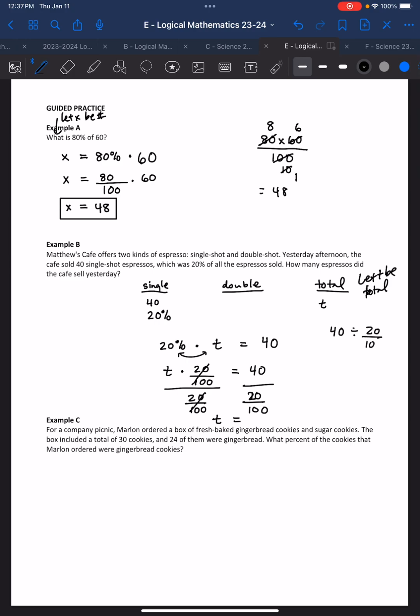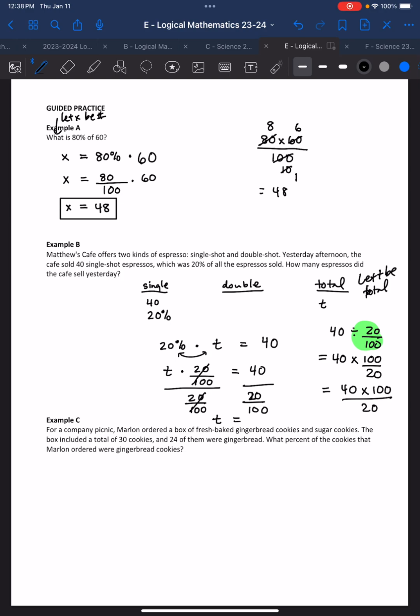20 hundredths. 20 hundredths. What does it mean to divide by a number? To divide by a number is to multiply by that number's reciprocal. So I'm going to multiply by 100 twentieths. And then I'm going to use the product formula because I'm multiplying fractions.